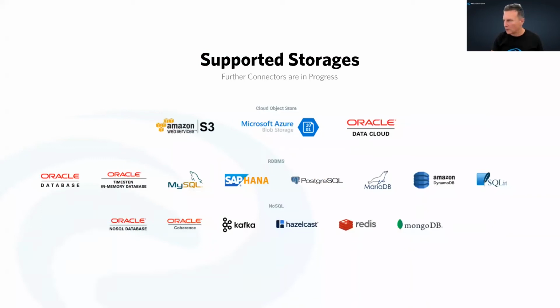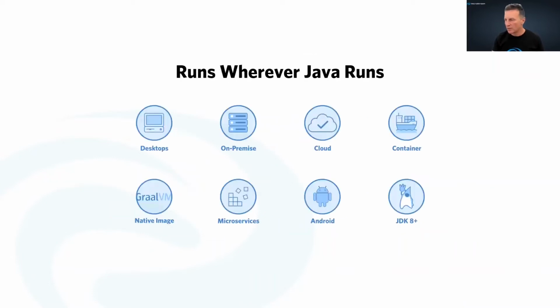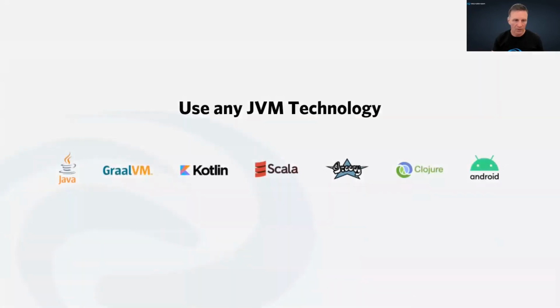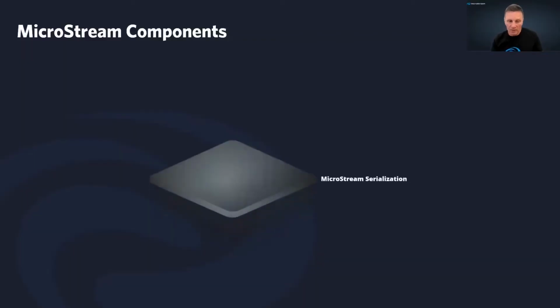Here we can have a look at all the supported data storages, and they are also now open source. So you can now use MicroStream to store data directly in AWS S3. It runs wherever Java runs. The only requirement is Java version 8, and you can also use it with JVM languages, and it also runs on Android. MicroStream is not only a serialization; serialization is only the core of MicroStream.